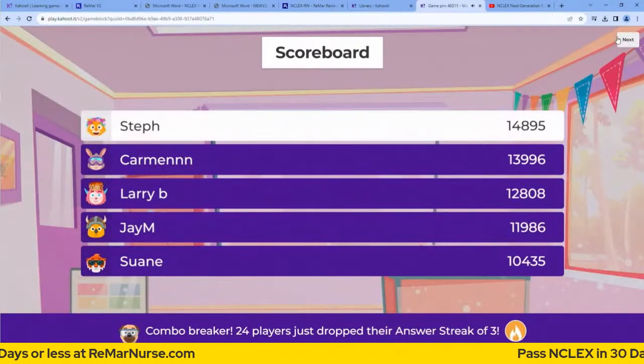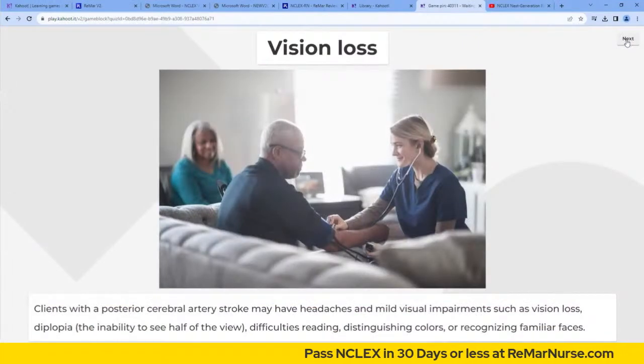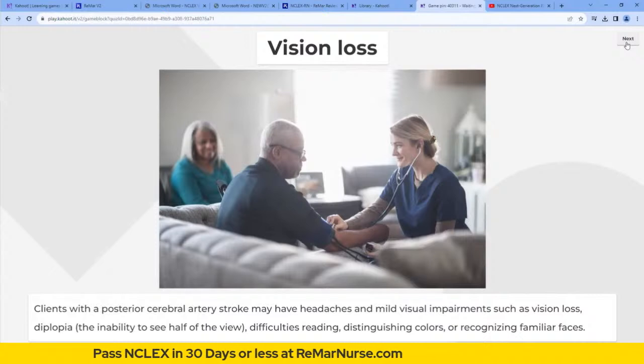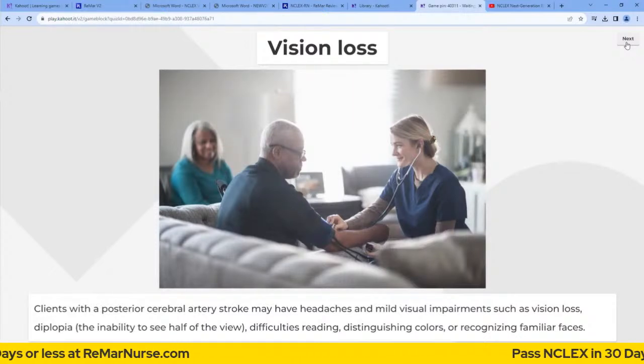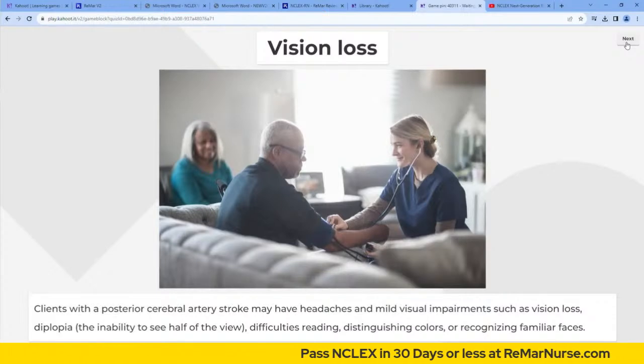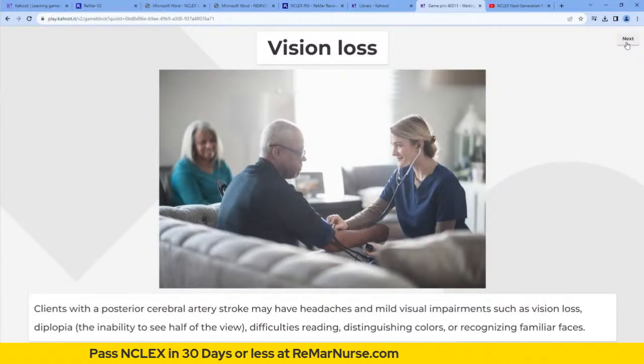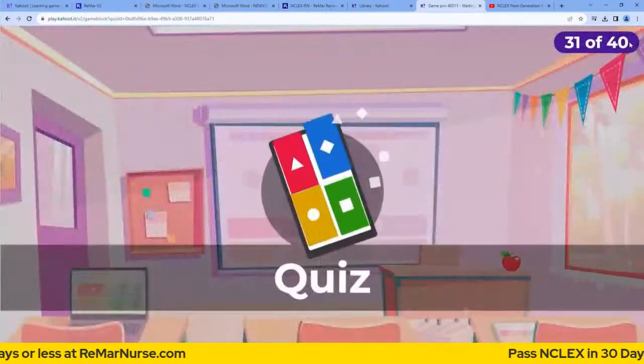Did our leadership board change? Not too much. Vision loss. All right. So clients with posterior cerebral artery stroke may have headaches and mild visual impairments such as vision loss, diplopia, inability to see half of the view, difficulties reading, distinguishing color, or recognizing familiar faces.